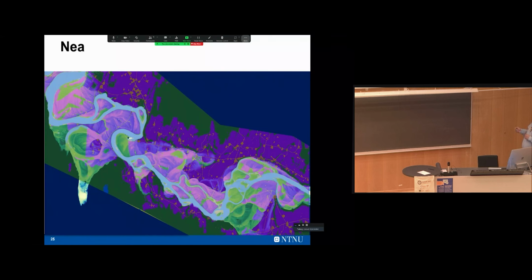And if you see these pinkish areas here, that's farmland. You can see that the farmland has taken over much of what used to be the old river channel. And this is combined with embankments. And this is pre-regulation. So the regulation in Nea at this time was quite small. There will be a post-regulation map not far into the future.